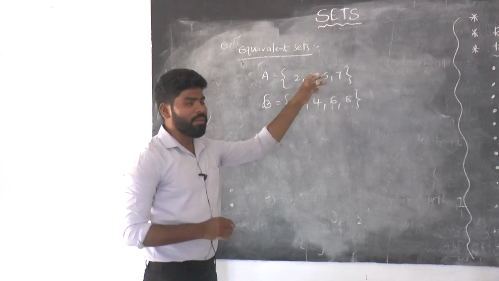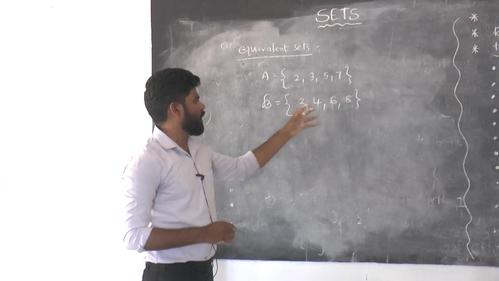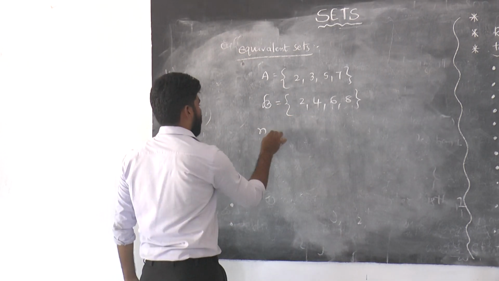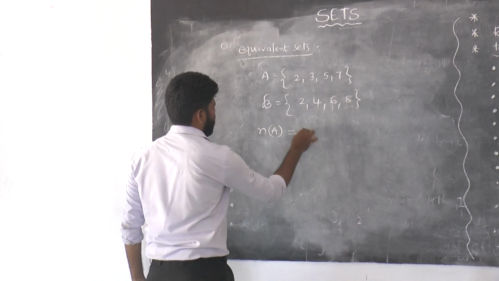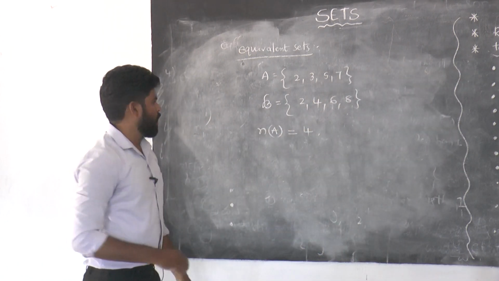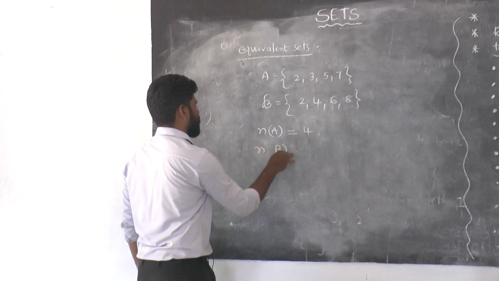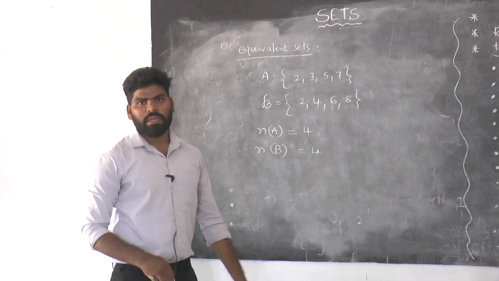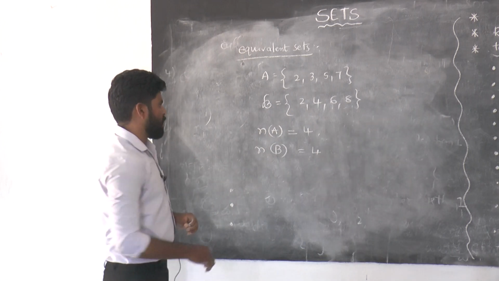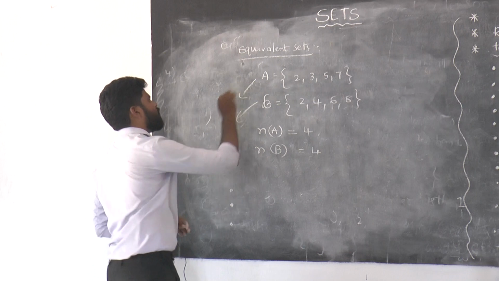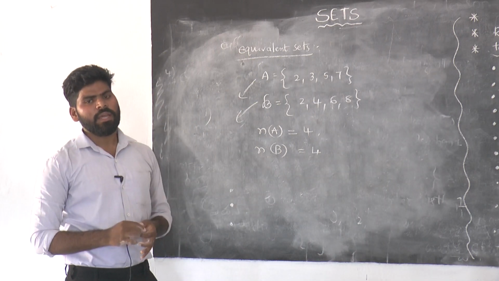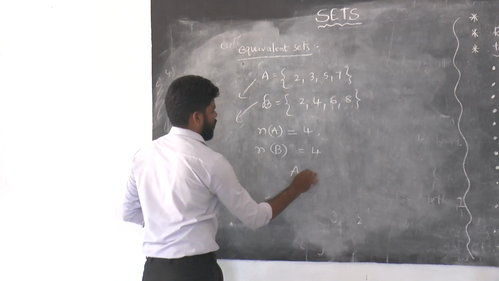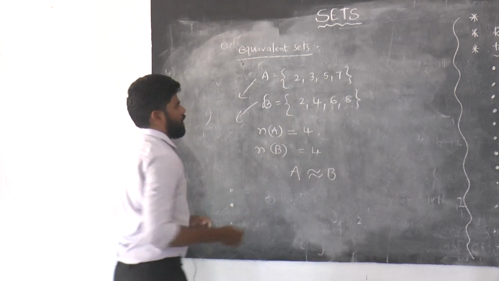Here, in set A we have 4 elements. In set B, we have 4 elements. Okay? The number of elements present in A is equal to 4. The number of elements present in B is equal to 4. Here, the number of elements is the same. That's why A and B are called equivalent sets. So A is equivalent to B.